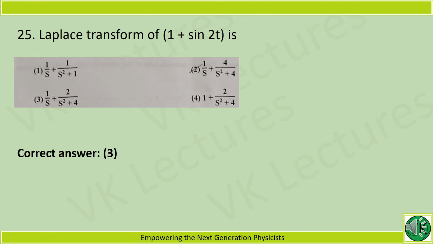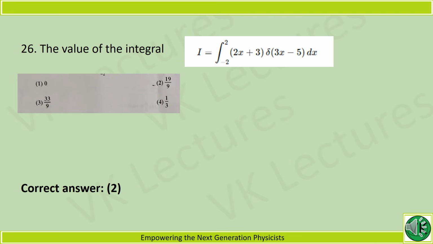The Laplace transform of 1 plus sine 2t is 1 by s plus 2 by s square plus 4. The value of the integral is given here. The answer is option 2, 19 by 9.